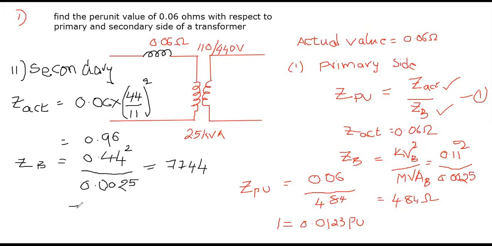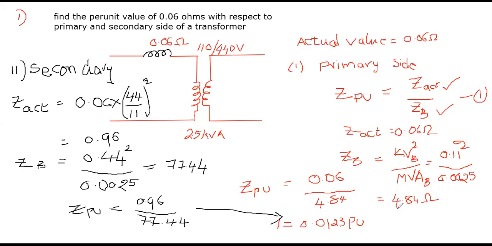Now obtain Z per unit. Z per unit is equal to Z actual by Z base. Z actual is 0.96, divided by Z base, which is 77.44. Now determine the value of Z per unit here. What will you get? You will get the same answer, 0.0123. So the justification of the third advantage of per unit representation has been done.